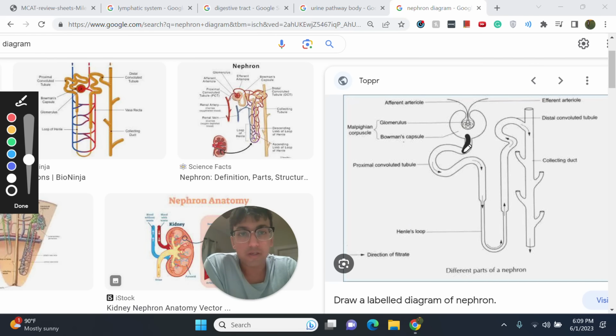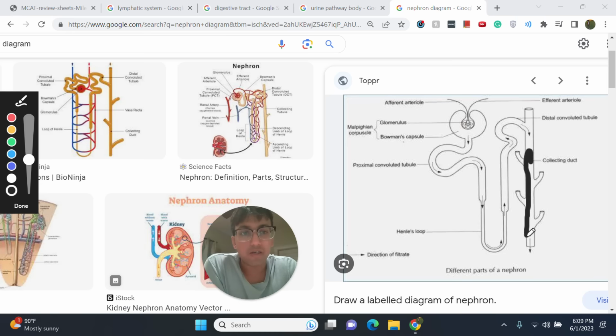And so the first part is called the proximal convoluted tubule. Next we have the Henle's loop. Henle's loop consists of thin descending and thick ascending limbs. Next, we have the distal convoluted tubule, just like we had a proximal convoluted tubule here. Proximal means near and distal means far.